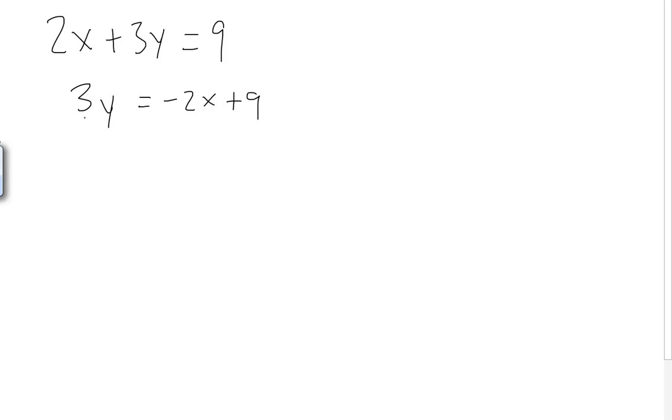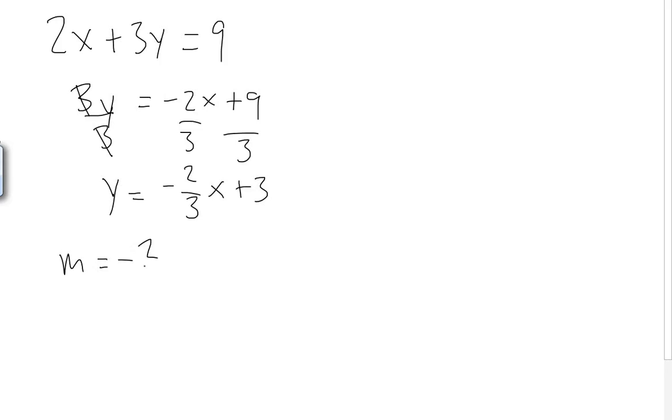Now I divide both sides by 3, meaning I divide everything by 3, so that y is equal to negative 2/3 x plus 3. That tells me then that the slope in this case is negative 2/3. I'm putting the negative with the numerator. I'm rising negative 2, and then my y-intercept is the point 0, comma b.